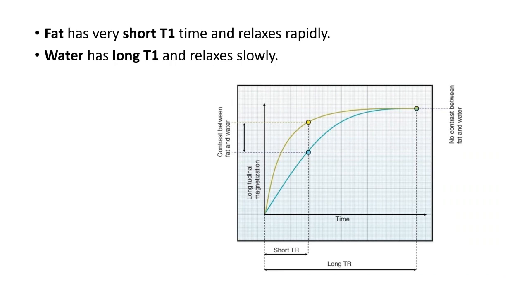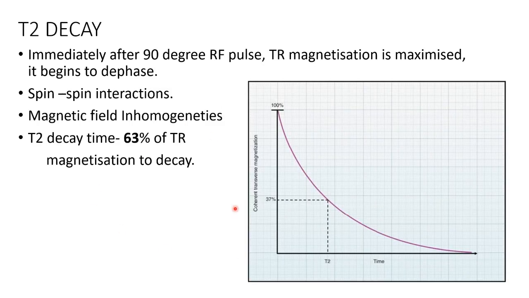T1 recovery mainly happens due to spin-lattice interaction, and in the same way T2 decay happens due to spin-spin interaction, which is 63% of the loss of the transverse magnetization. So fat has a very short T1 time and it relaxes rapidly, and water has a long T1 time. So if we keep the TR very short, the contrast between these two will be very less. If we keep TR very long, again the contrast will be less.